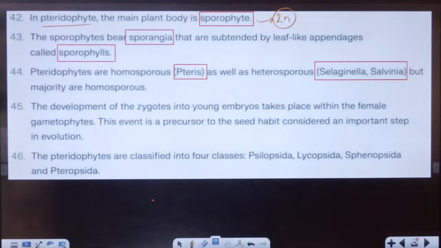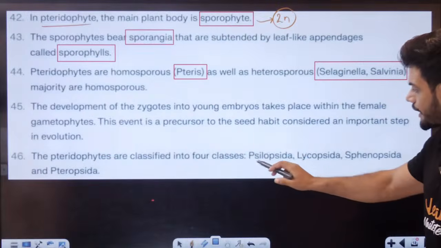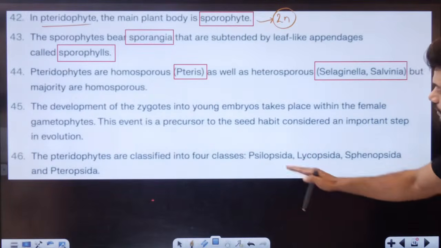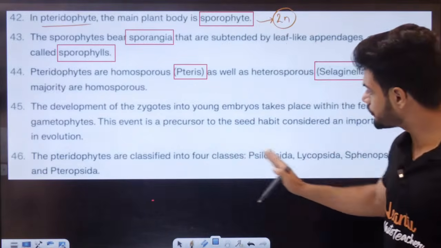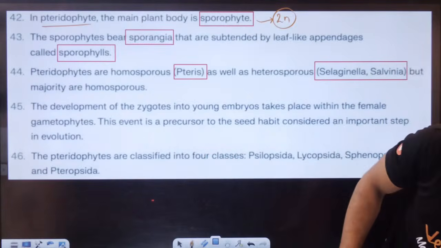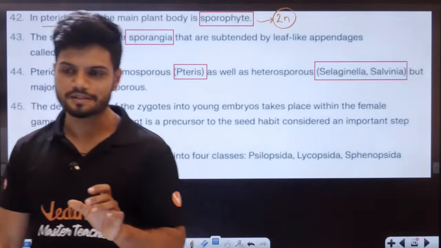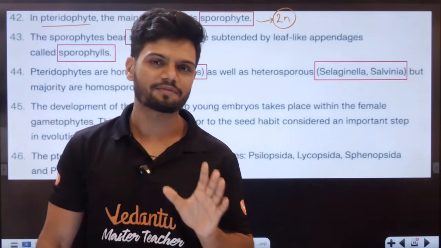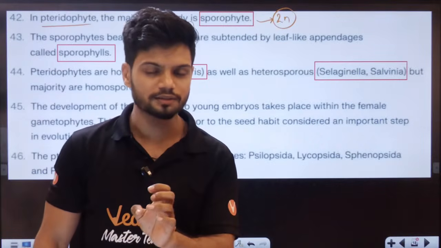Don't worry. ठीक है. Now students, now the pteridophytes are classified into Lycopsida, Psilopsida, Stephanopsida and Pteropsida. These are different types of classes here. Okay, students. Now students, you do not have the life cycle of pteridophytes. Honestly speaking, you don't have to learn the life cycle of pteridophytes.